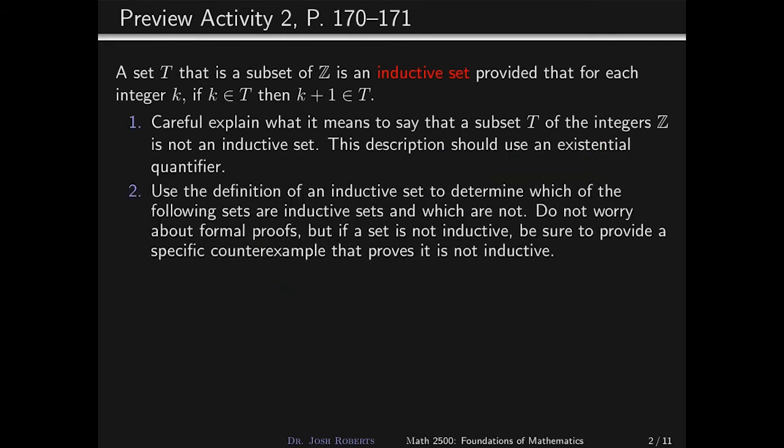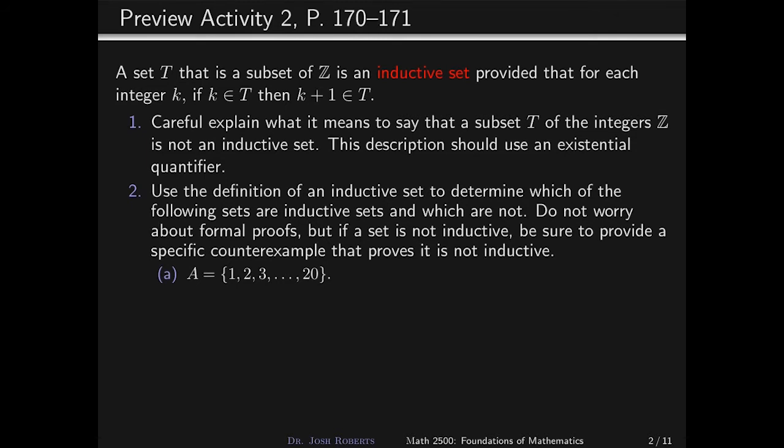All right, next thing we're going to do is use this definition to determine which of the following sets are inductive and which are not. So we're not going to worry a lot about formal proofs, but if it's not inductive, explain why. Okay, so the first one we're going to look at is A. Okay, A is going to be 1, 2, 3 through 20. Okay, so can this be an inductive set? Well, 1 is in there, and then 1 plus 1 is in there, 2 plus 1 is in there, and so on and so forth up to 20. So think about what goes wrong there.